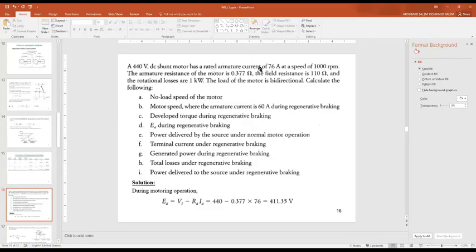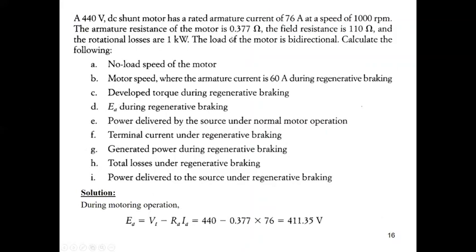Rated armature current of 76 amperes, so I rated equals 76 at a speed of 1000 RPM. The armature resistance of the motor is 0.377 ohm, and the field resistance is 110 ohm. Rotational losses are 1 kilowatt. The load of the motor is bidirectional, so it means when we go to regenerative mode, the machine can reverse its electric torque. Calculate the following.